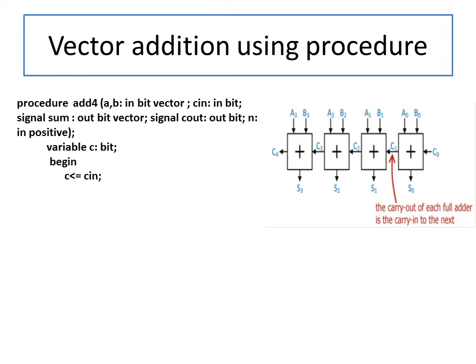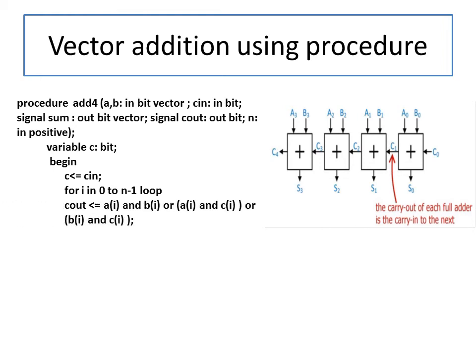We'll write the initial carry as C <= C in. So maybe the value is 0 or 1, it will fetch the value directly. Then for the range 0 to n minus 1, that means for I in 0 to n minus 1, we have to add the 2-bit vectors. So we write first C out <= (A(i) and B(i)) or (A(i) and C) or (B(i) and C). It is as good as AB plus BC plus AC. In this way, we can generate C out.